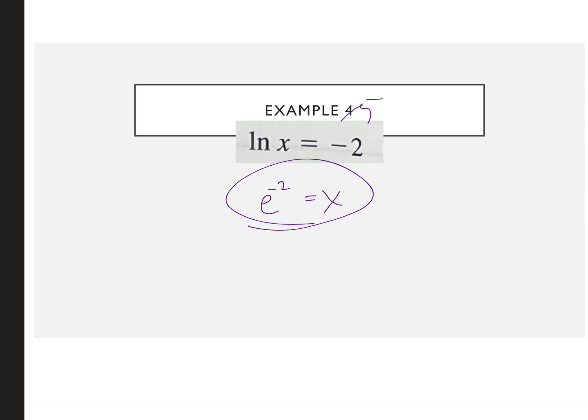Again, calculator ready form. But then when I actually put it in the calculator, you'll find out that x equals 0.1353. The e button is going to be found when you hit second natural log. Okay, they're connected. They're right next to each other.